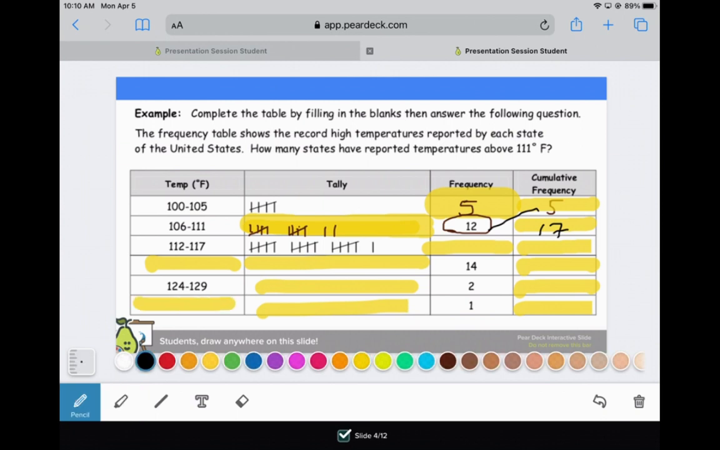Okay. So now if I look at the next one, the frequency, I'm going to count off from the tally. So that's 5, 10, 15, and 16. To find the cumulative, I'll add them up. So you have some information and something is missing, and that's the part you have to figure out. So this would be 33.